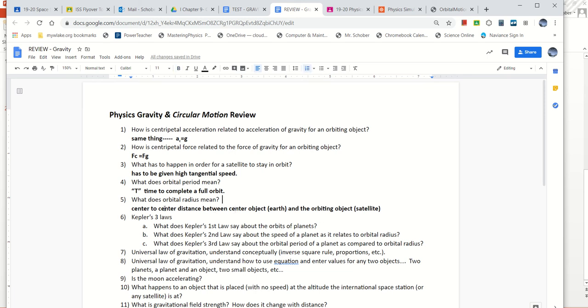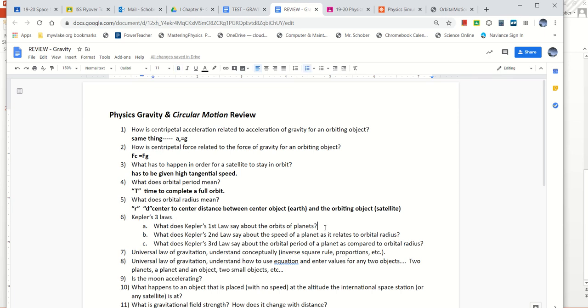So orbital radius, small letter r is usually how we symbolize that, sometimes indicated with a letter d because it is a distance. This is usually in meters. We'll talk about the units a little bit later, but I just want you to conceptually understand what each of those terms mean.